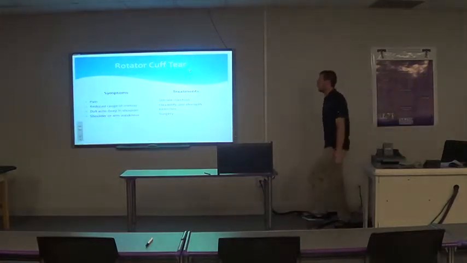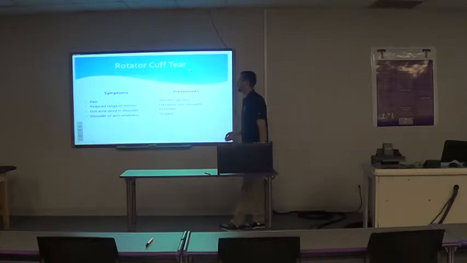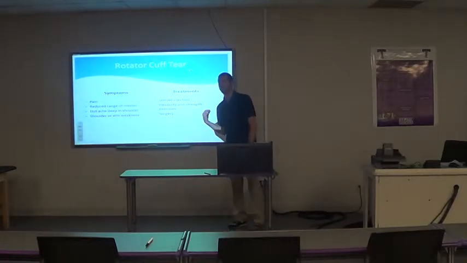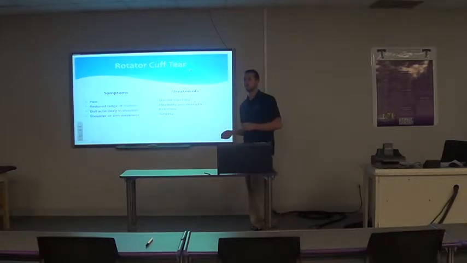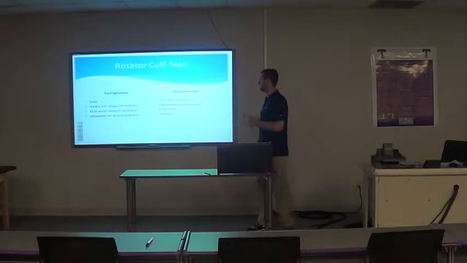Some of the symptoms of it are pain, again, reduced range of motion, a dull ache. The athlete will feel a dull ache in the shoulder, and then again, shoulder or arm weakness. So if they're a pitcher or something like that, they won't be able to throw as hard. You'll notice a decrease in velocity, things like that.